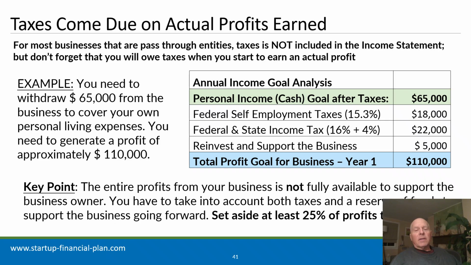And you probably need to leave a little bit of cash in the business to grow and keep it going forward. So let's just say it's $5,000. So if you need to take $65,000 out of your business to support yourself, you're going to need to make $110,000 because I got to pay the IRS and the state, and I got to keep the business going and the lights on. So $5,000. So you really need $110,000 of profits.